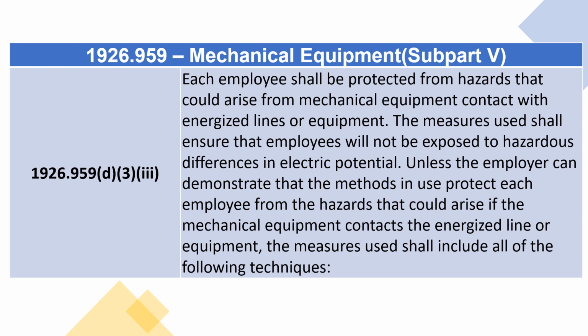1926.959(d)(3)(iii) Each employee shall be protected from hazards that could arise from mechanical equipment contact with energized lines or equipment. The measures used shall ensure that employees will not be exposed to hazardous differences in electric potential. Unless the employer can demonstrate that the methods in use protect each employee from the hazards that could arise if the mechanical equipment contacts the energized line or equipment, the measures used shall include all of the following techniques.